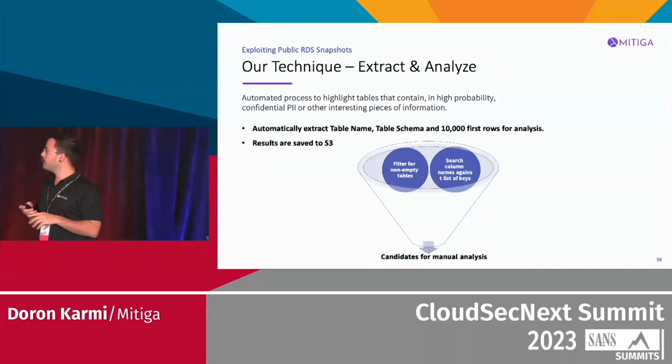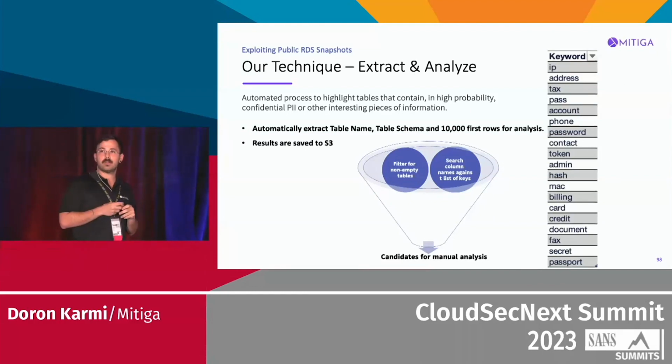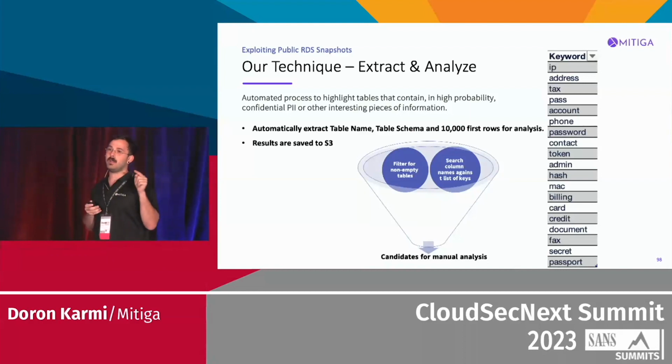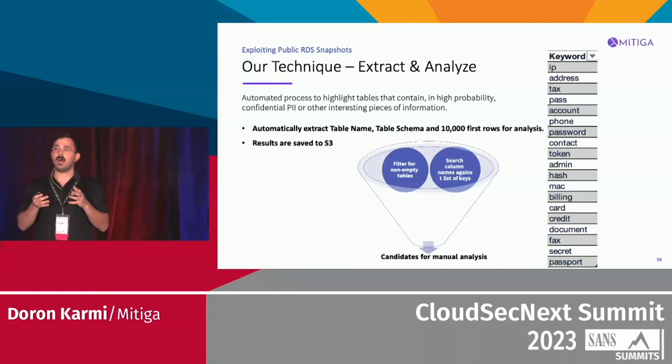We don't want those. And we created a list of keywords that are related to PII, and we search the table column names against this list. By that, we dramatically reduce the number of candidates that we would later need to analyze.